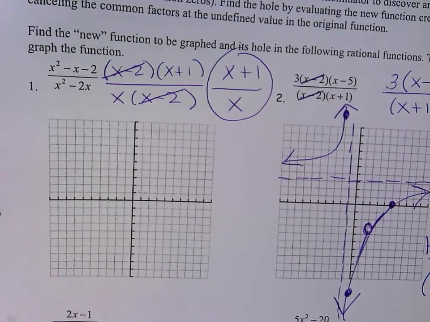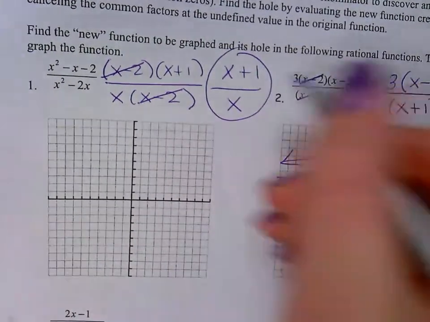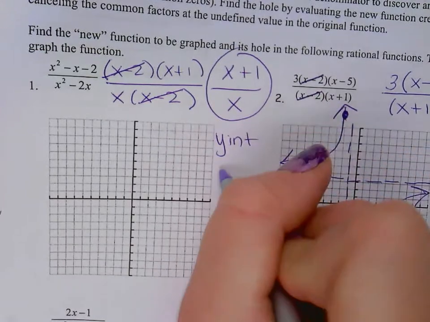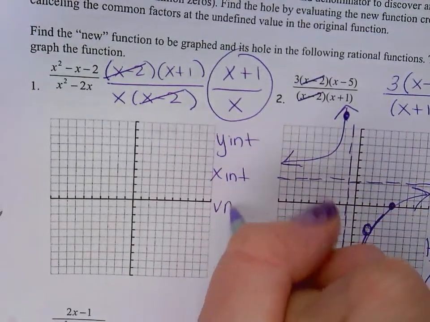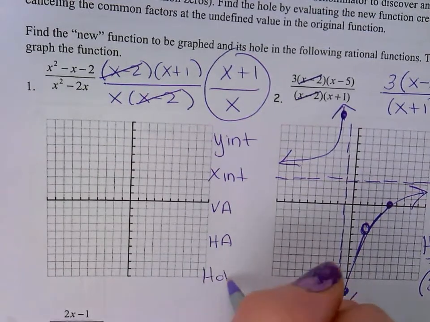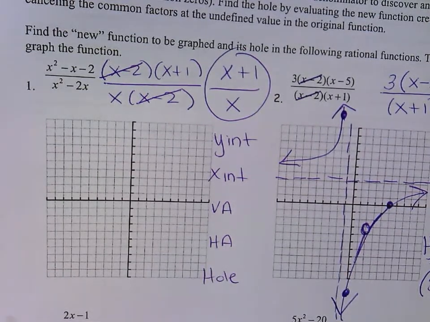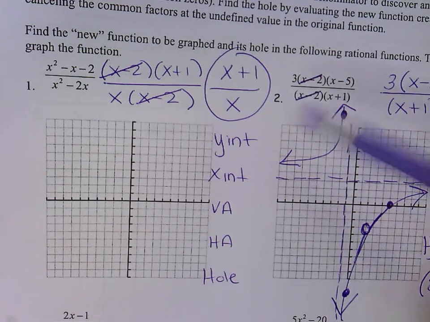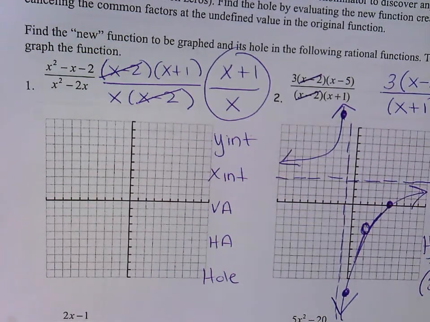So you want to start with your new function, find your y-intercept, x-intercept, vertical asymptote, and then horizontal or slant asymptote, and then at the end, we'll do the hole. So why don't you try the first 4 steps? I'll give you like 3 minutes. See if you can get your intercepts and asymptotes.